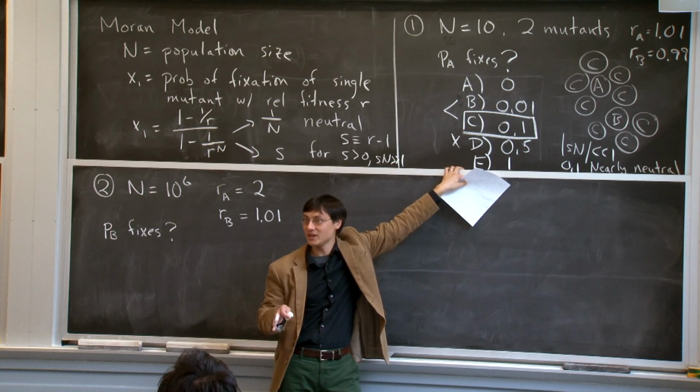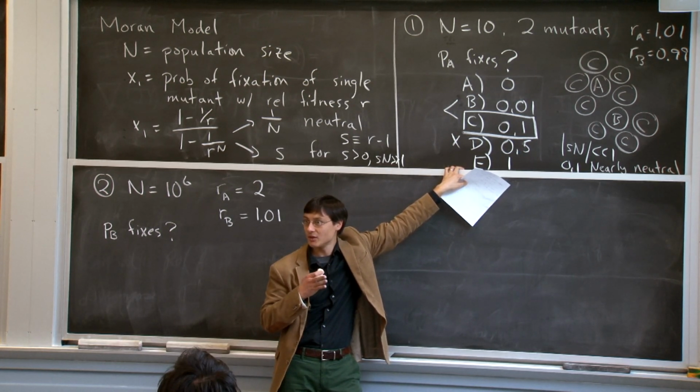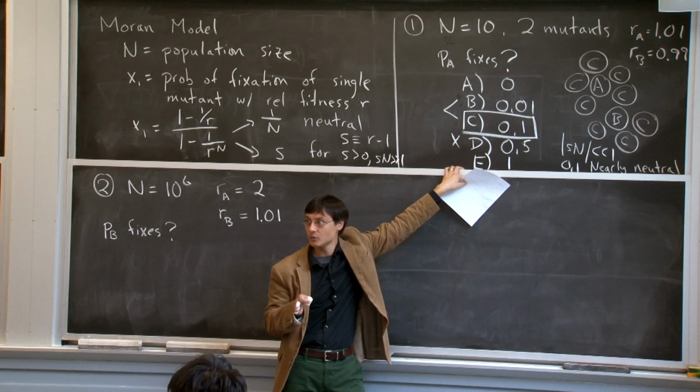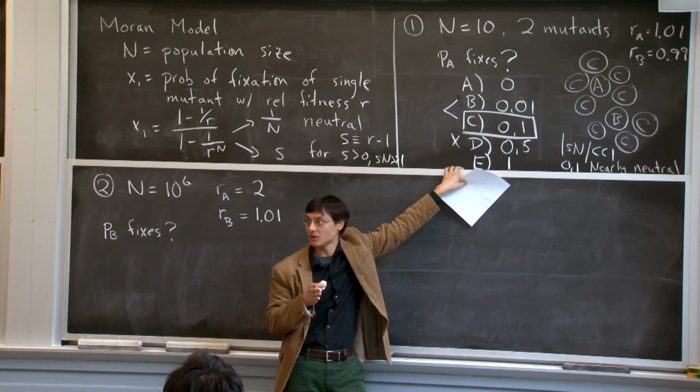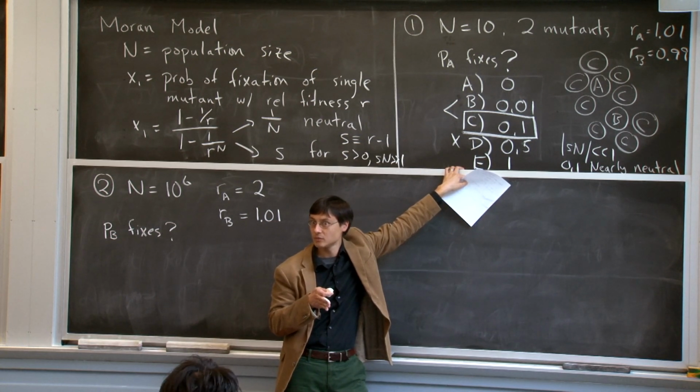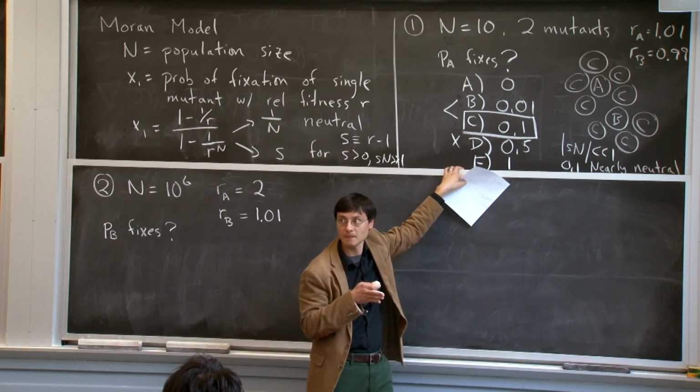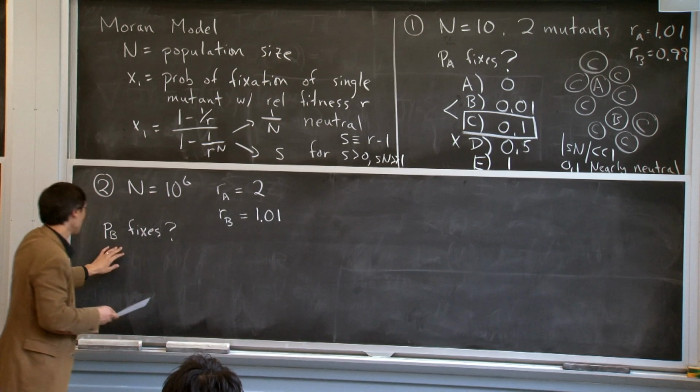All right, so if you had written down a differential equation, then there's no randomness there. Whichever mutant has the largest fitness will fix with probability 1. Okay? Okay, probability B fixes.